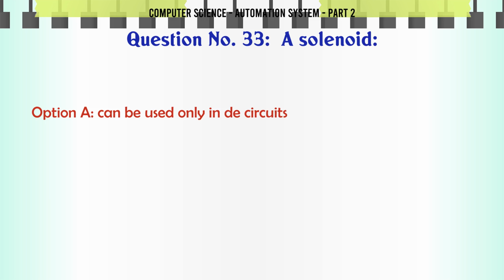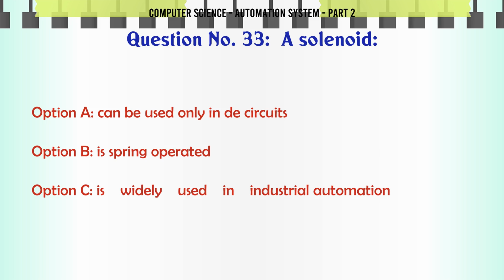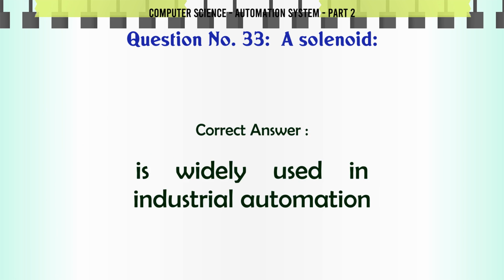A solenoid: A. can be used only in DC circuits. B. is spring operated. C. is widely used in industrial automation. D. is related to an aneroid. The correct answer is widely used in industrial automation.